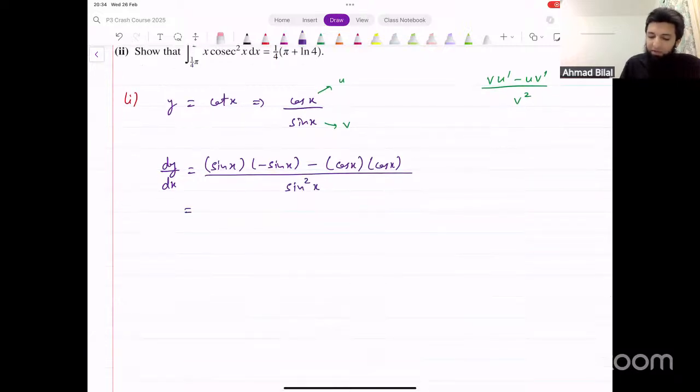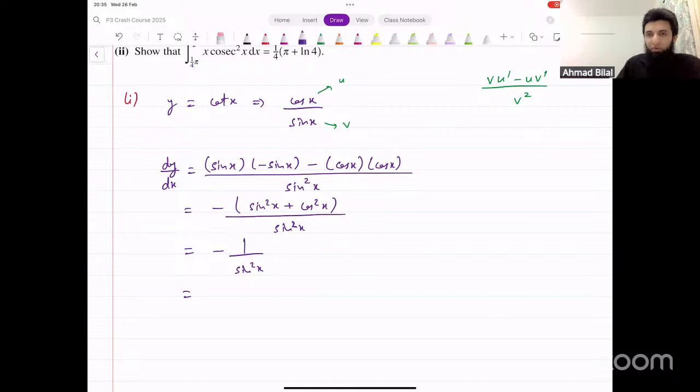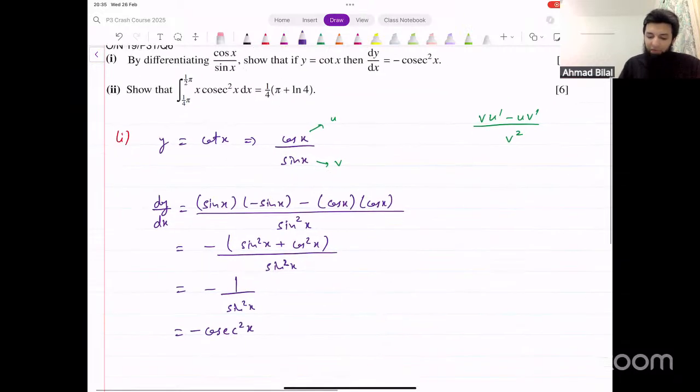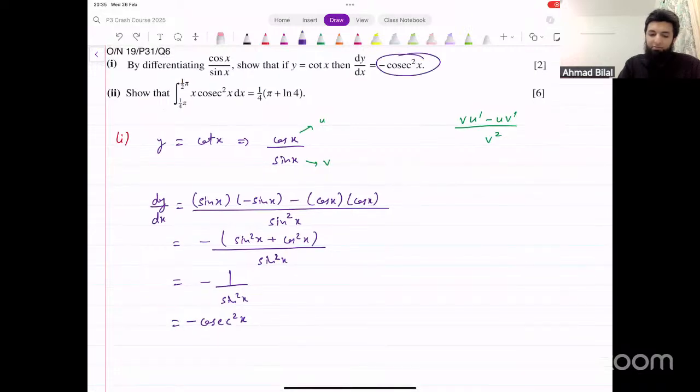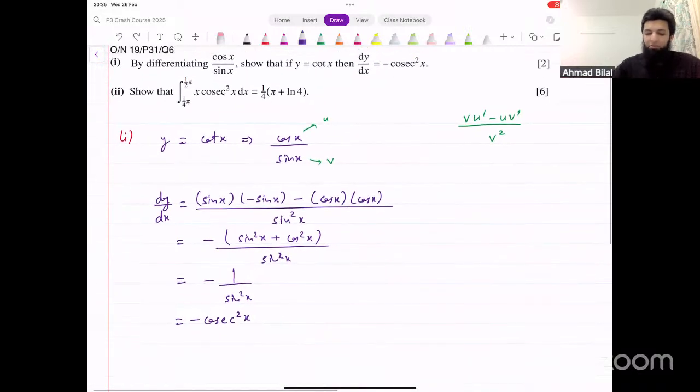Okay, now let's simplify this. In the numerator, we have minus sin square x minus cos square x. What I can do is take minus common outside. That leaves me with sin square x plus cos square x inside, and in the denominator, I have sin square x. Sin square plus cos square becomes 1. So I have minus 1 over sin square x. Reciprocal of sin is cosecant. So we have minus cosecant square x. That's what we had to prove in the first part, that dy over dx is minus cosecant square x. All right.